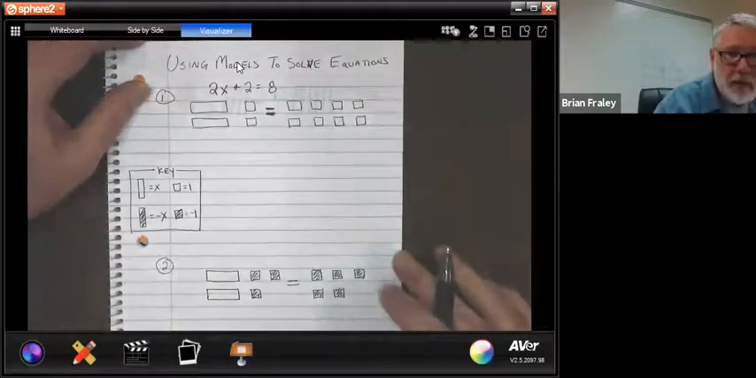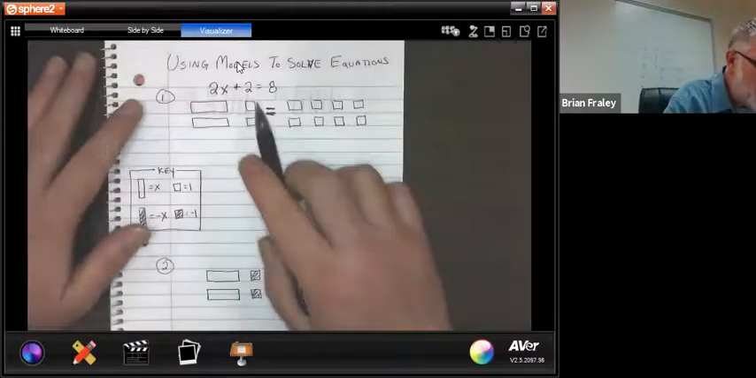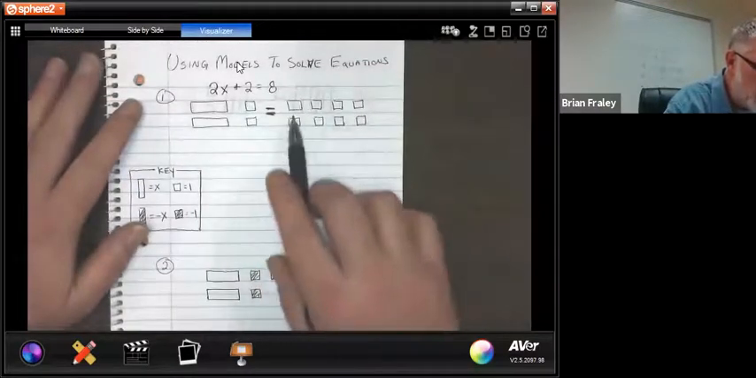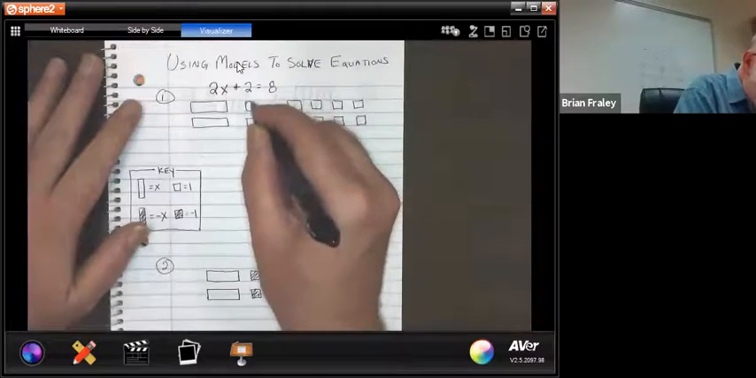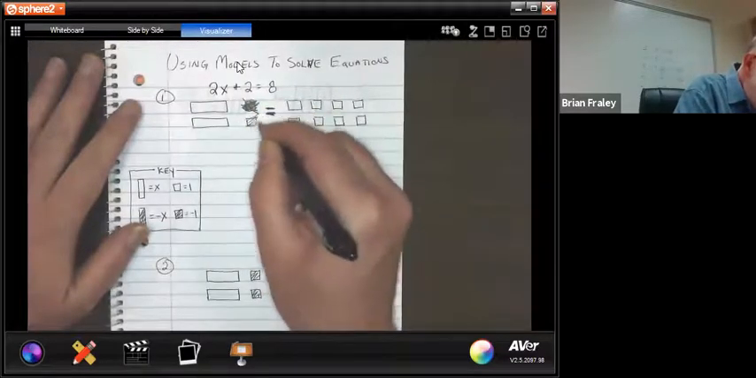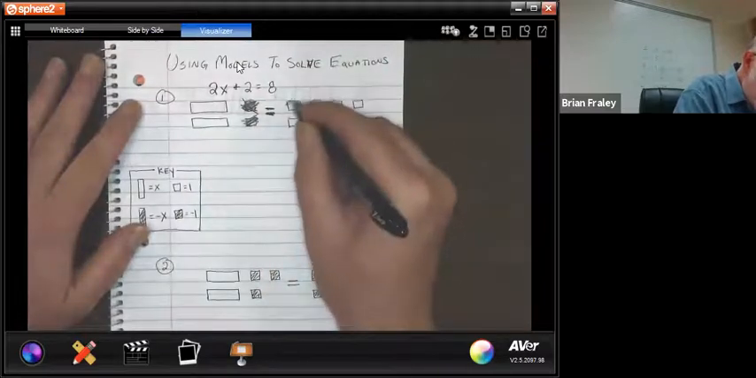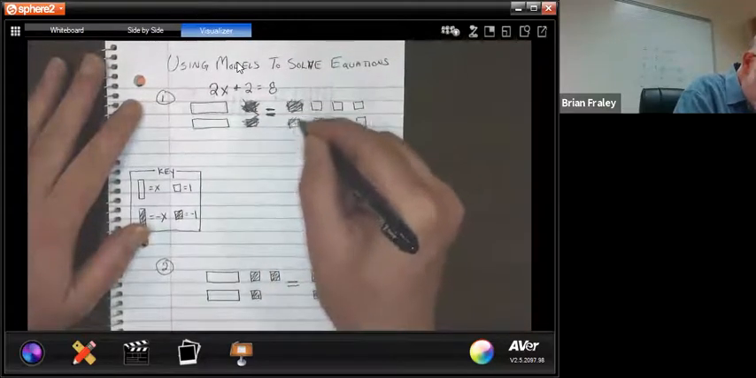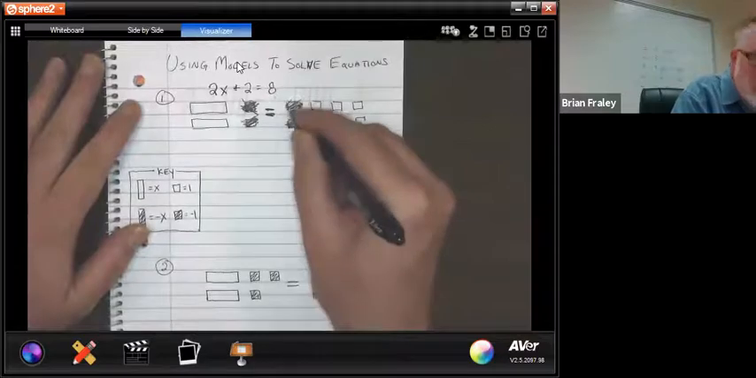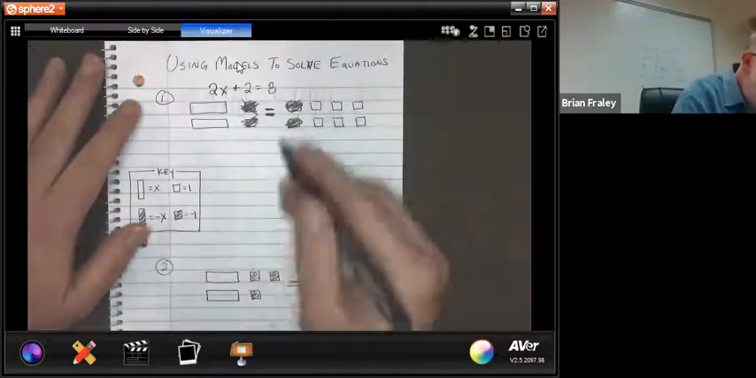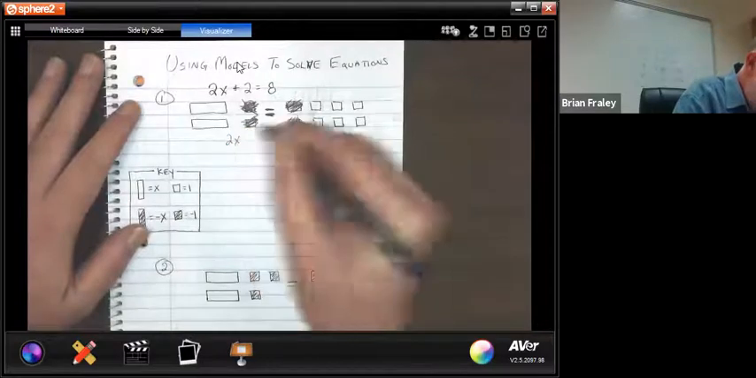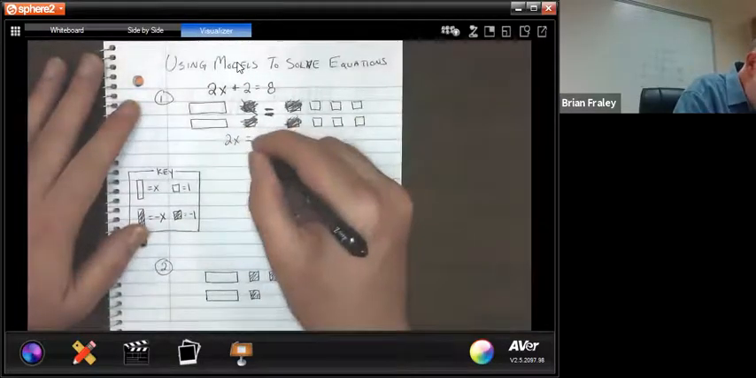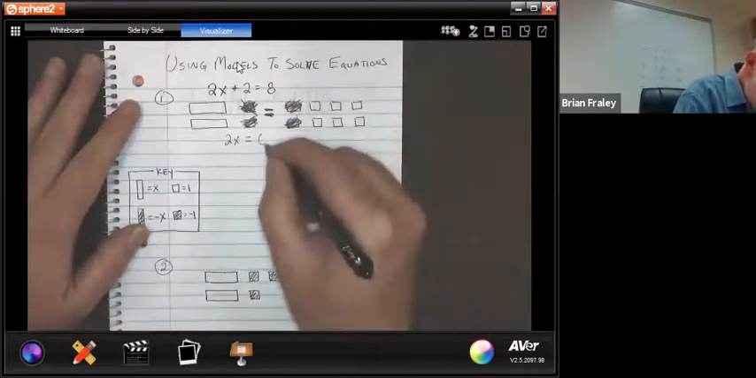So if they don't have any x's in common, they do have single squares in common, and they have at least 2 in common. So I can get rid of 2 squares on this side and 2 squares on this side. They're gone. I took them away. Now let's rewrite what we've got. So now I've got 2 x's on this side, and that's it. And then on this side, I've got 6 singles.